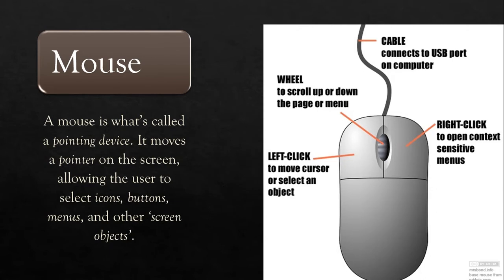See here in this picture, we can easily see that there is a scroll up and down button to move a page up and down. There is a left click to move a cursor or select an object. There is a right click to open context sensitive menus, and a cable connected to a USB port on the computer. Thus, a mouse is what is called a pointing device. It moves a pointer on the screen, allowing the user to select icons, buttons, menus, and other screen objects.